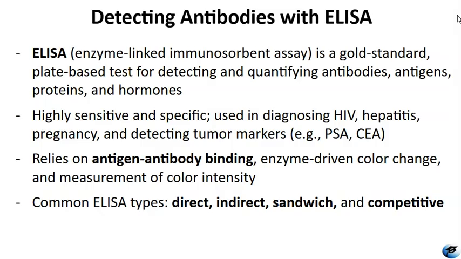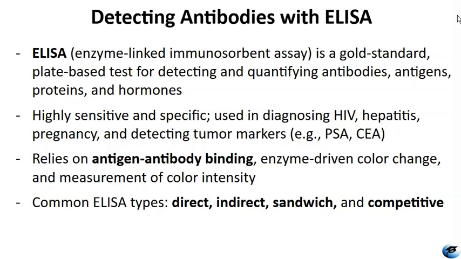So this is ELISA. ELISA stands for Enzyme Linked Immunosorbent Assay. ELISA is a gold standard plate-based assay that allows us to detect and quantify a wide range of biological molecules, most commonly antibodies, but also antigens, proteins, and hormones. It's widely used due to its high sensitivity and specificity, making it extremely reliable for diagnosing conditions such as HIV, hepatitis, and even pregnancy. And it plays a really important role in detecting tumor markers like PSA and CEA.